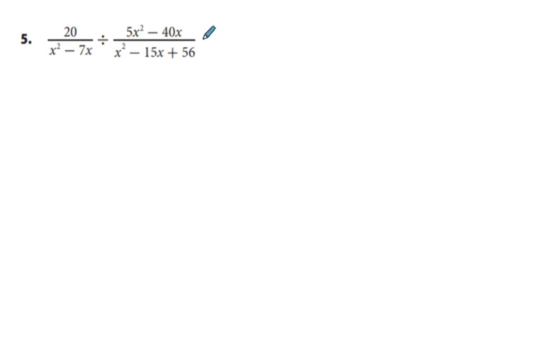Okay. Let's go ahead and factor what we can here. And before even factoring, though, we're just going to rewrite 20 over x squared minus 7x. And now we're going to take the reciprocal of this second rational expression and rewrite that as x squared minus 15x plus 56 over 5x squared minus 40x.